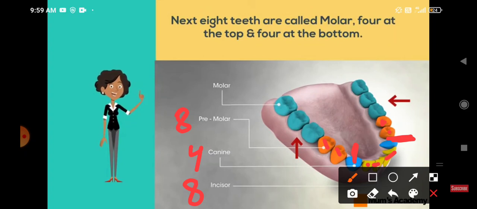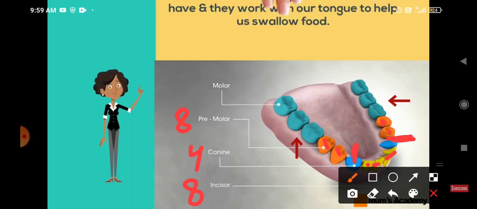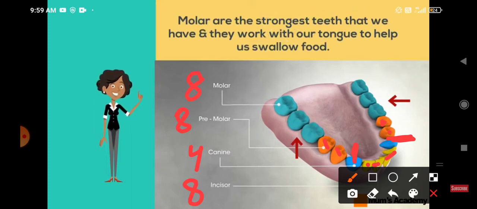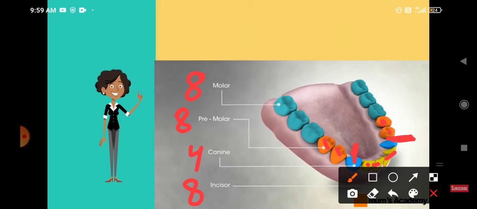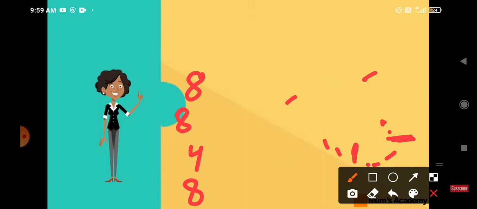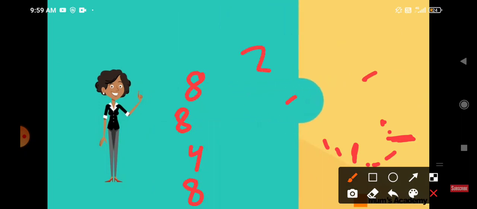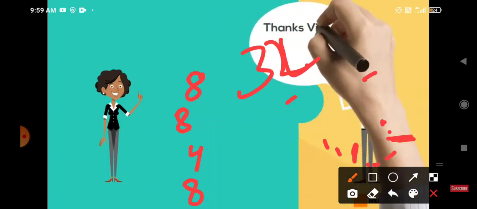Next 8 teeth are called molars, 4 at the top and 4 at the bottom. So total number of 8 molar teeth are there. Molars are the strongest teeth that we have. The last teeth a person gets are wisdom teeth. These are called third molar teeth. These are called wisdom teeth. So total there are 32 teeth.